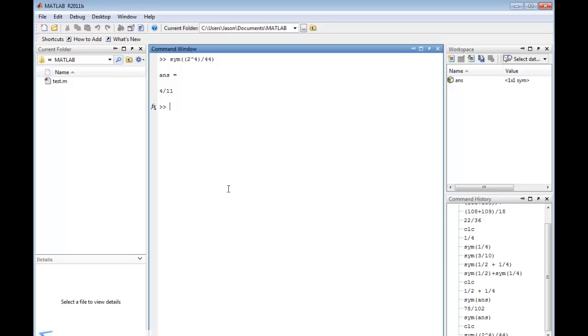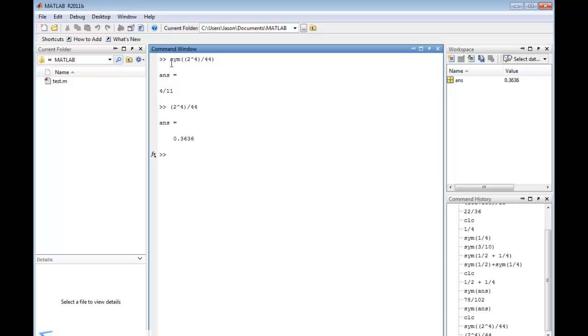Now let me retrieve the last command by up arrow. Now let me take that sym thing away. So I'll take that away. So now we have this calculation. Notice the answer is 0.3636, and there are probably other decimals going on, but MATLAB is currently displaying only 4 digits after the decimal.